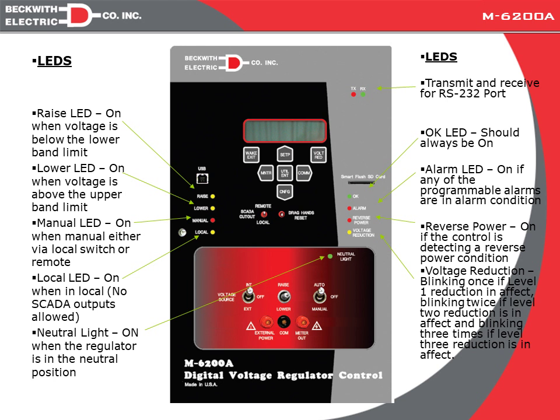So we're going to begin with the LEDs. This would be the front of a 6200A control. And you can see we have a raise LED, a lower LED, a manual LED, and a local LED on this side of the control.